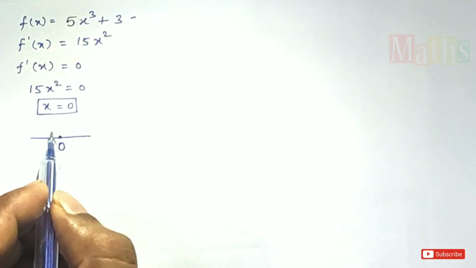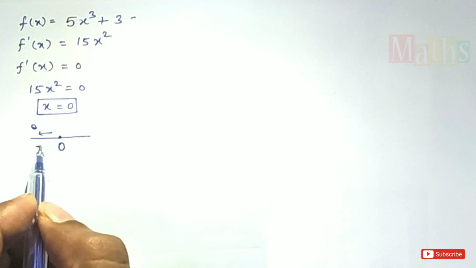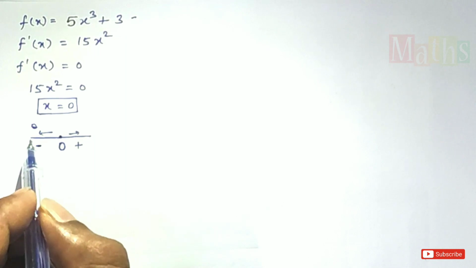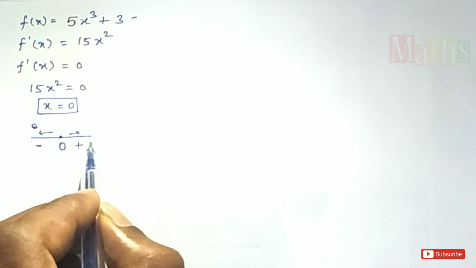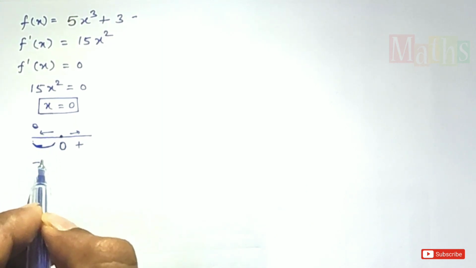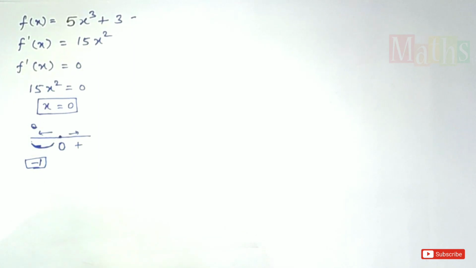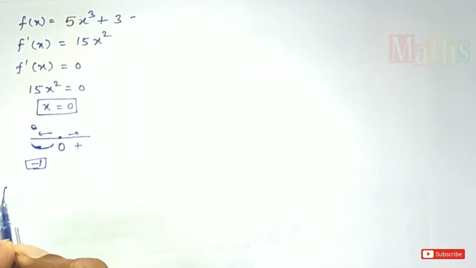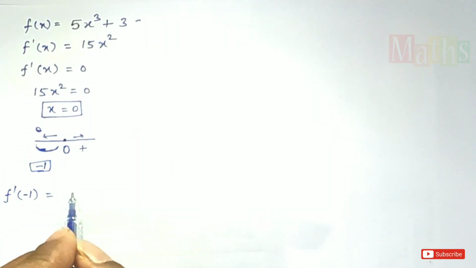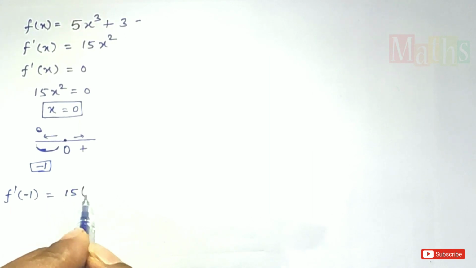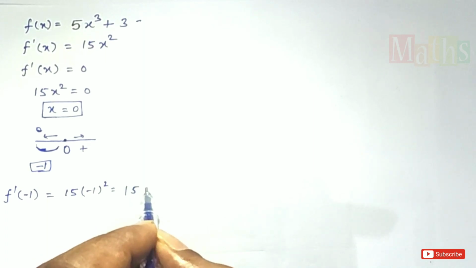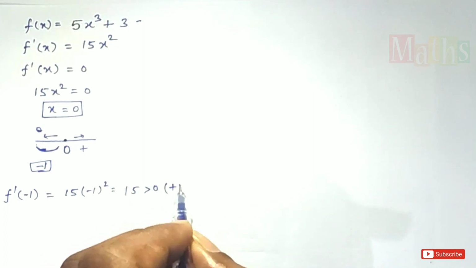On the left side all the values are negative, and on the right side all the values are positive. So the two intervals are here: first is the negative interval and second is the positive interval. From the first interval I am selecting any value, just imagine I am taking -1. At -1, I am checking the value of the derivative function, which is 15 times (-1) whole square, which is equal to 15, and which is greater than 0, that means positive.